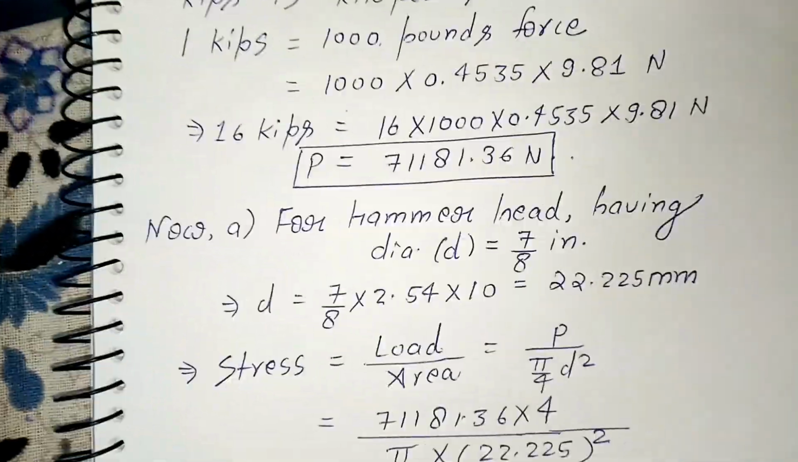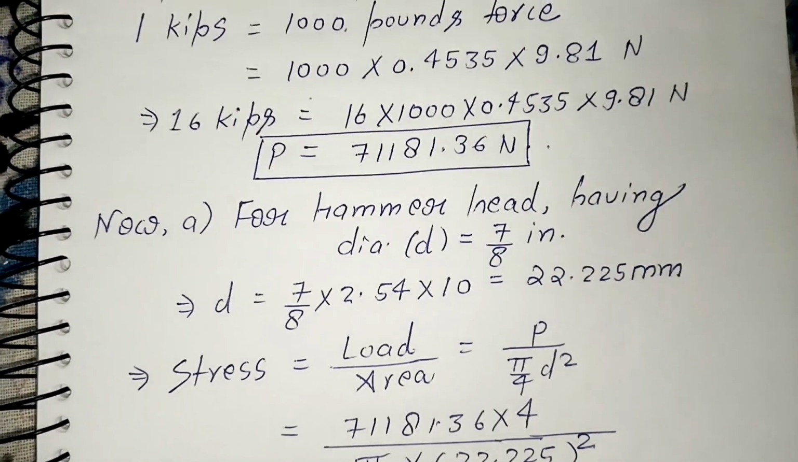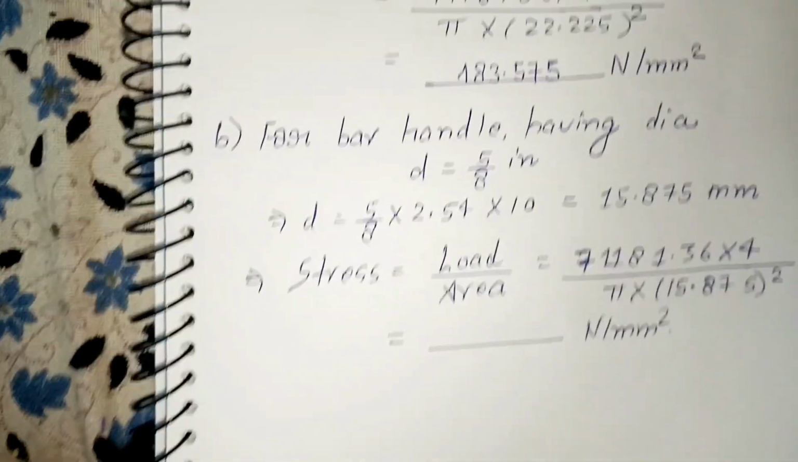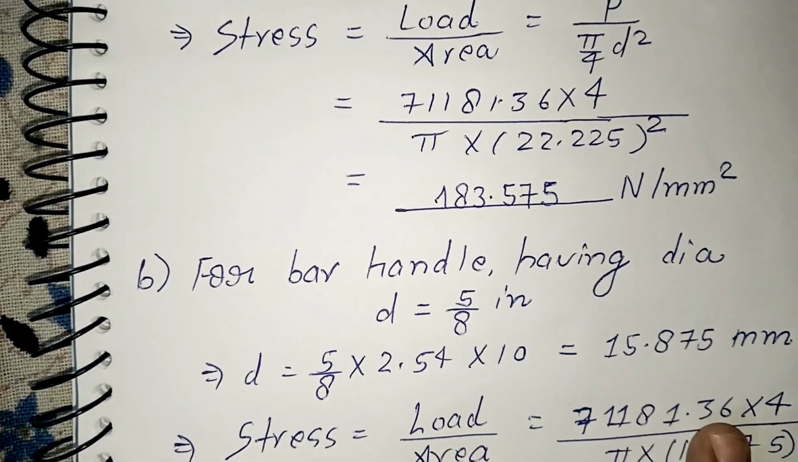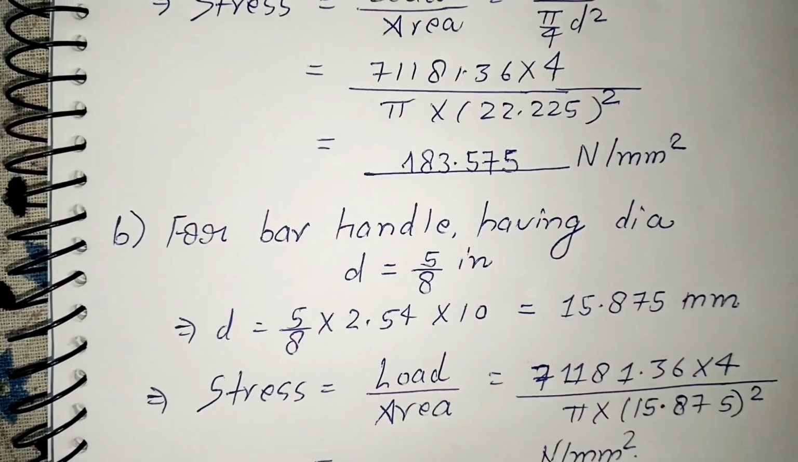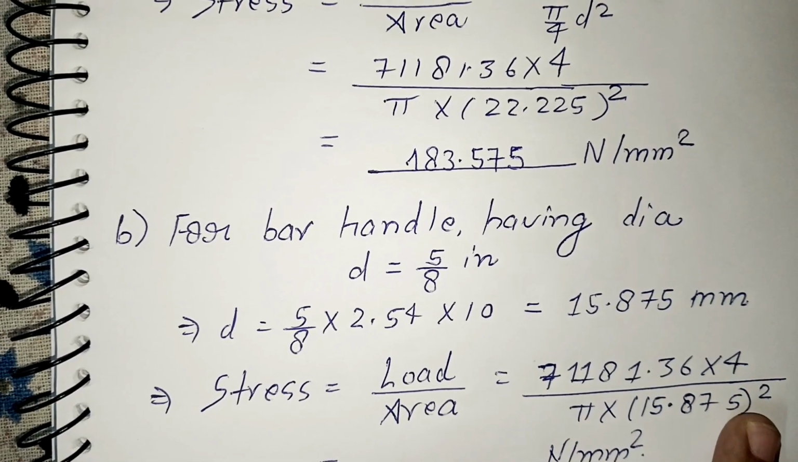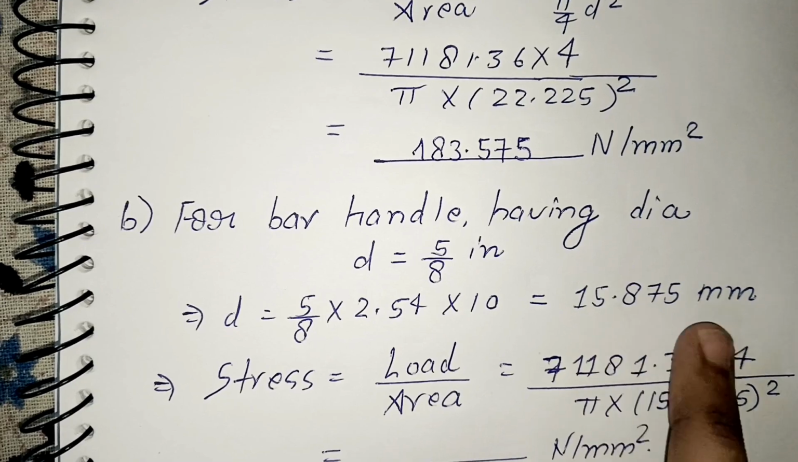Now we wish to calculate the value of the stress that is going to be developed at the hammer handle itself. So the hammer handle is having a diameter of 5 by 8 inch. So we'll use the same formula, that stress is equal to load per unit area. Load will remain the same. You will divide by the cross section, so P this side, P that side also. So this is the area, pi by 4 d square. D is 15.875. We have to again convert into millimeters.